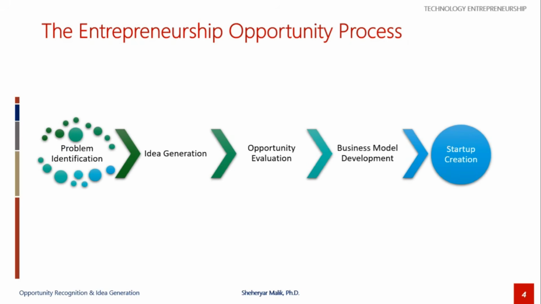So what is the process of finding an opportunity? First, you are going to identify the problem. Then you are going to generate an idea based on that, and then you are going to evaluate that opportunity. If you find that yes, that opportunity is good, you're going to build a business model based on that, and then you are going to create a startup. Our journey will also be like this. We are going to have the problems identified. We will generate ideas, multiple ideas, and then after those ideas, we are going to convert them into an opportunity based on the evaluation.